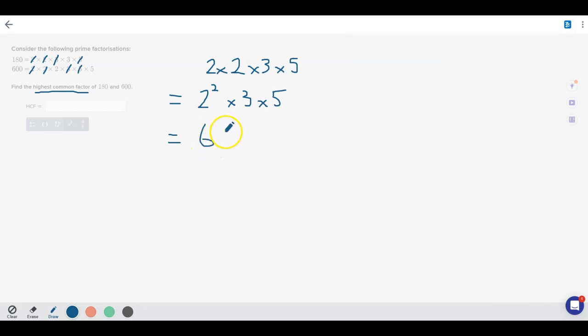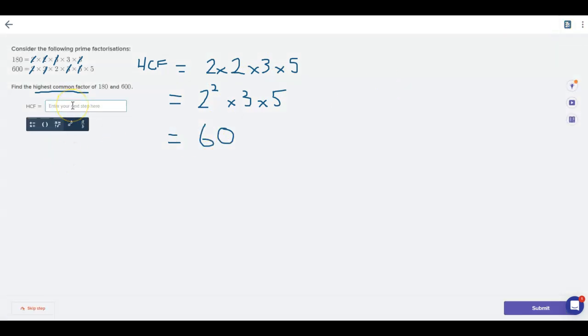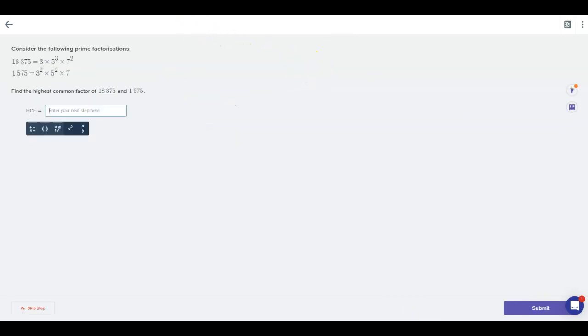and I get an answer of 60. So the highest common factor, HCF, equals, they're my common prime factors, which can also be written in this format, which give me a final answer of 60. Let's put that into the Mathspace and see if we are in fact correct. And there we go, we are. Okay, so let's now have a look at another example.